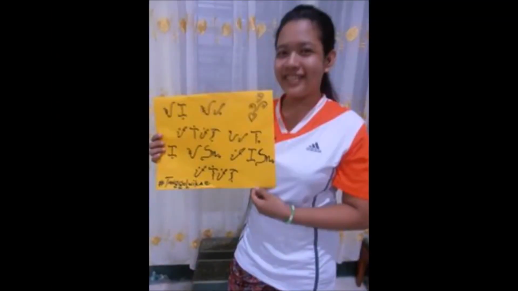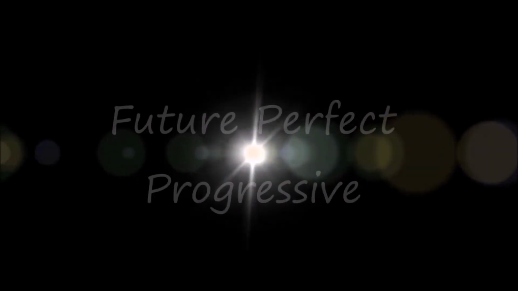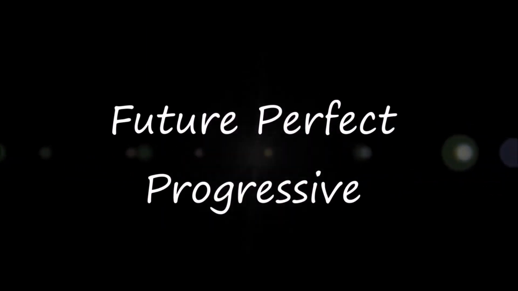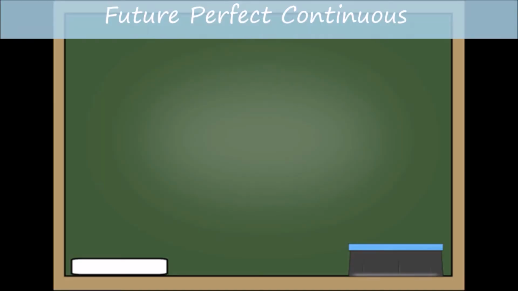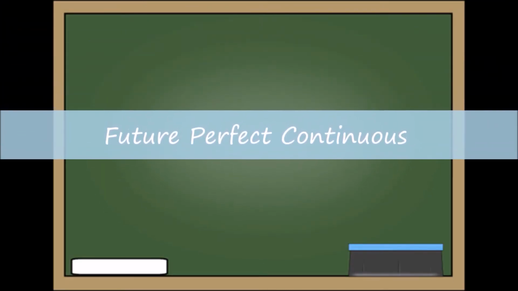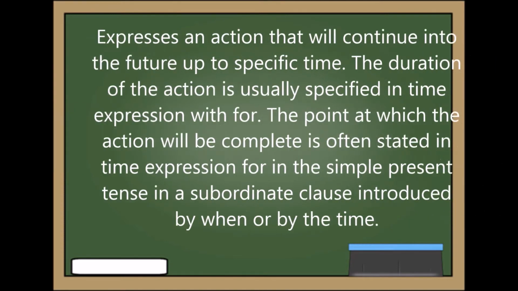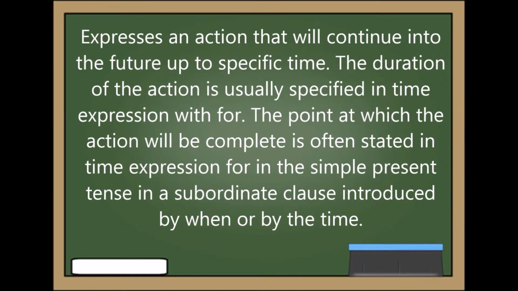Hi, I'm Nizo. My task is to discuss the future perfect progressive. Future perfect progressive is also known as the future perfect continuous. It expresses an action that will continue into the future up to a specific time. The duration of the action is usually specified in a time expression with for.